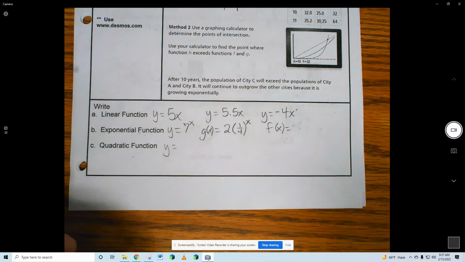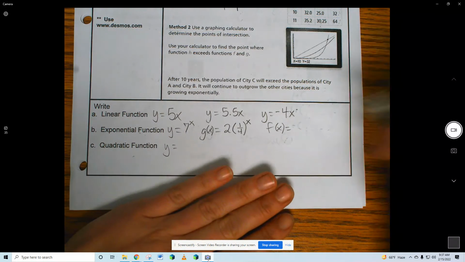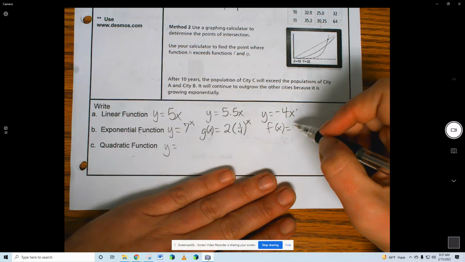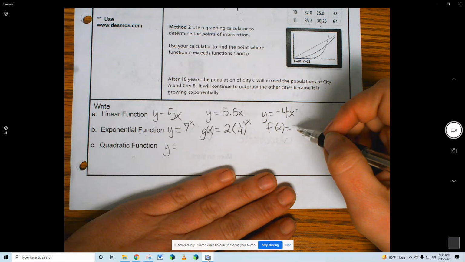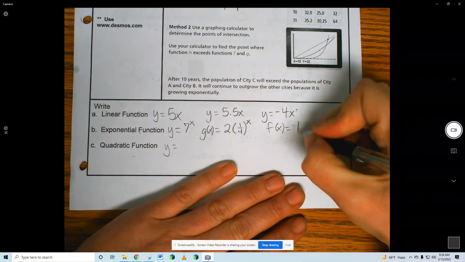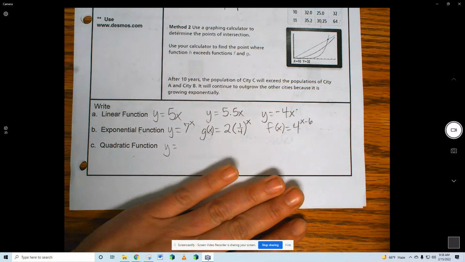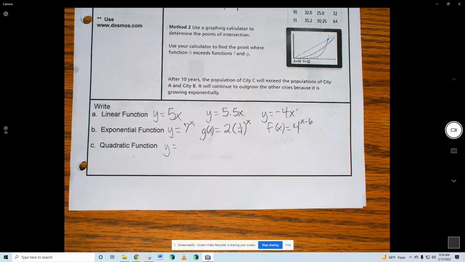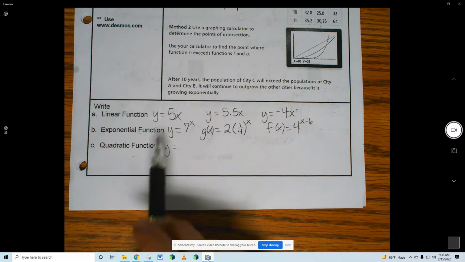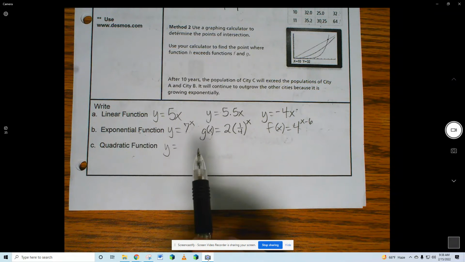Both. F of x equals, it's only slow because you're not talking. Wait, is this quadratic? Yes. Sure. 4 raised to the power of x minus 6. Great. Is that how you say it? 4 to the power of x minus 6. All right, quadratic. These are all these parabolas we've been working with.